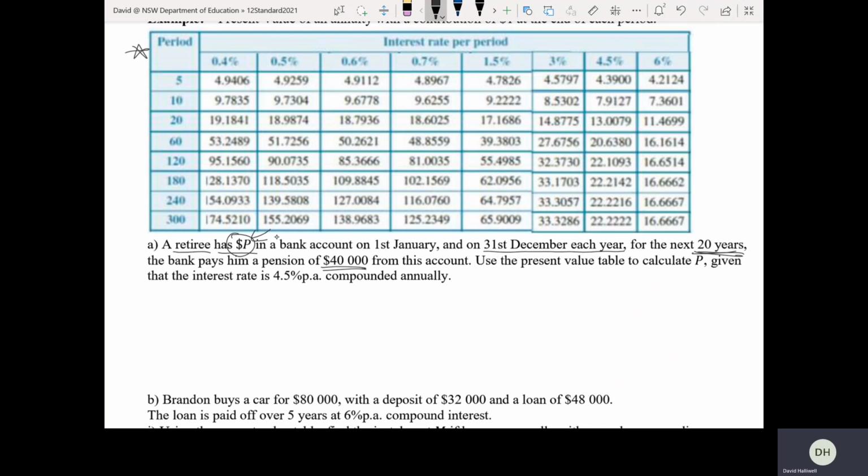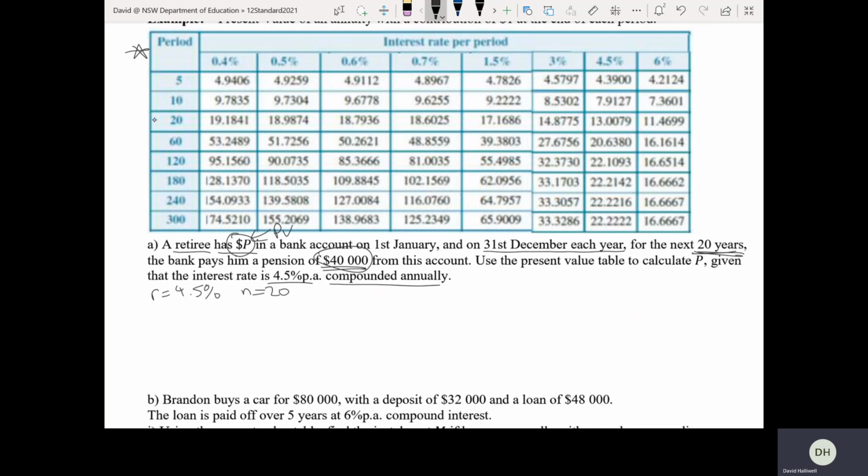So this P is actually going to be my present value. It's going to be how much is in my account now, so that for the next 20 years, at the end of the year, I can take out 40 grand. That 40 grand is going to be the payment amount. Now let's see, we're compounded annually and the interest rate is 4.5%. Everything compounded annually means everything annually, which is nice. So R is going to be 4.5%. I don't need to change R, and my N is 20 years. I don't need to change that.